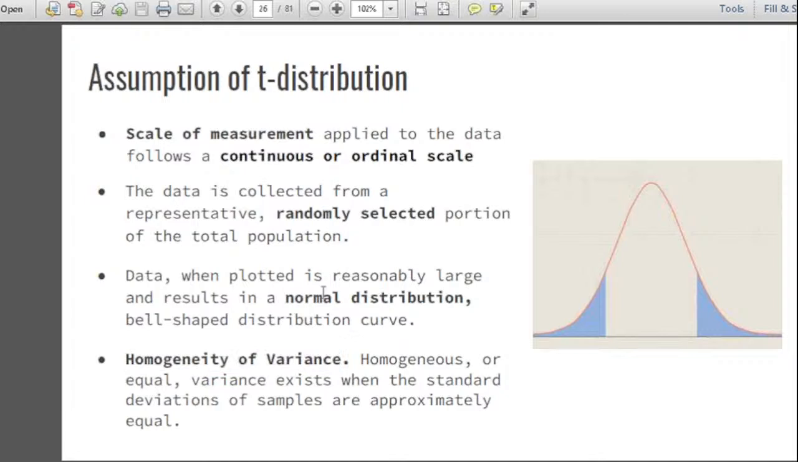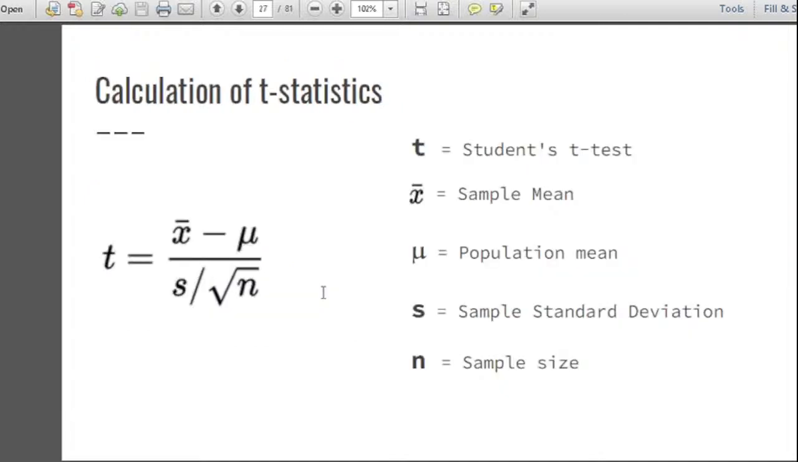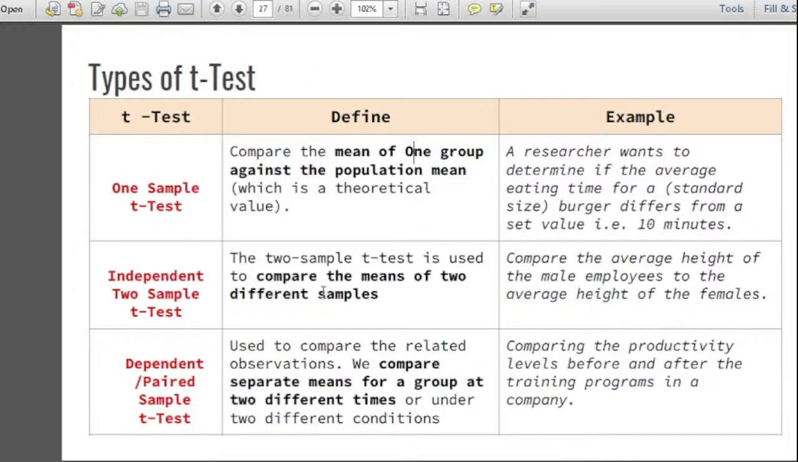Okay, assumptions are clear. Then this is the formula, which you don't have to remember anyway. Now there are three types of t-test: one sample t-test, independent two sample t-test, and paired sample t-test. Let me define all three, and then we'll go to R and run this test on R Commander and RStudio.